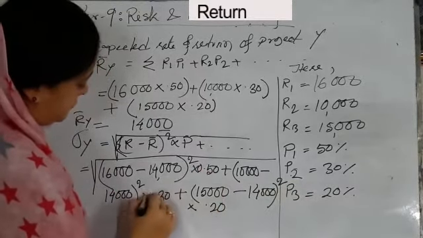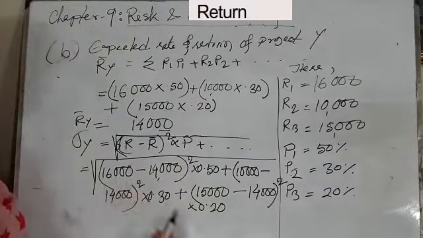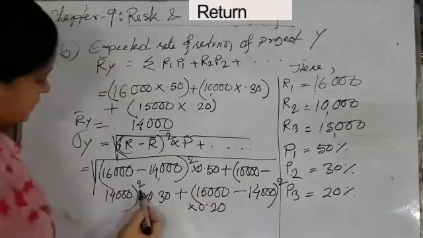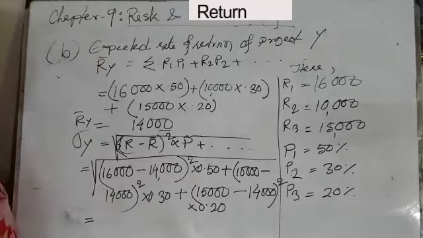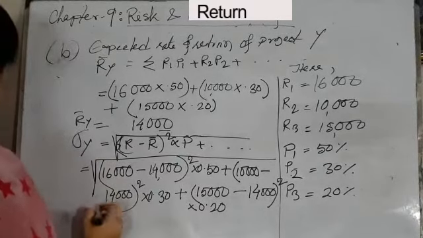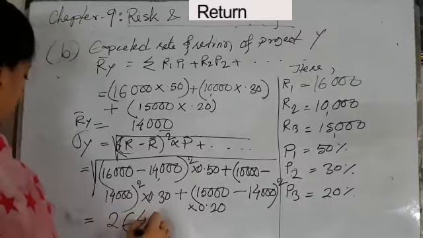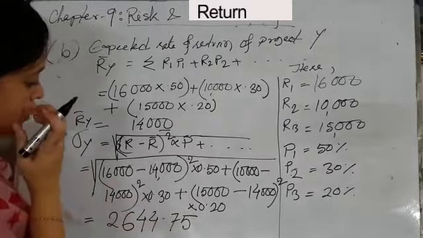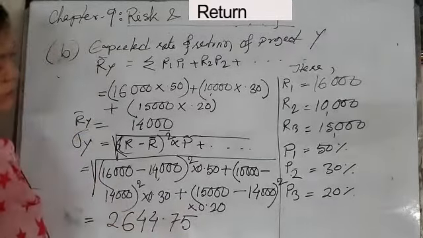We can write here 0. This is the value. I am checking again, that square multiply P, that minus square. I think all these are right, and we have to calculate it, and the answer is 2644.75. This is the answer of project Y standard deviation.